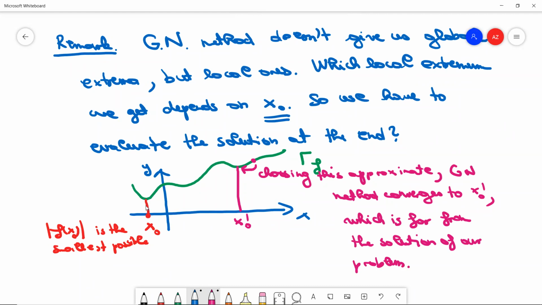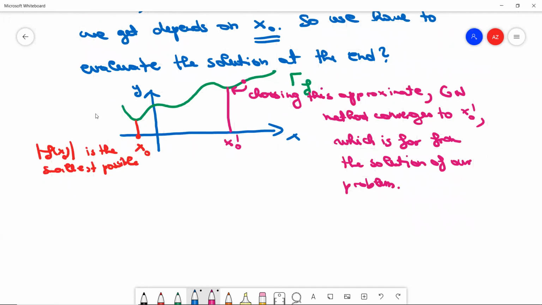So f of x naught, we're searching for this x naught such that f of x naught is very small, but here this x naught prime is a local extremum, but f of x naught prime is much bigger than it should be. So you have to keep in mind that even if this method converges, it doesn't necessarily give you the right solution. And we will see this on the example.